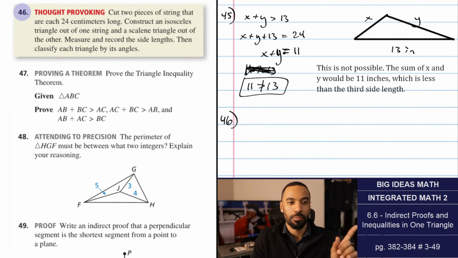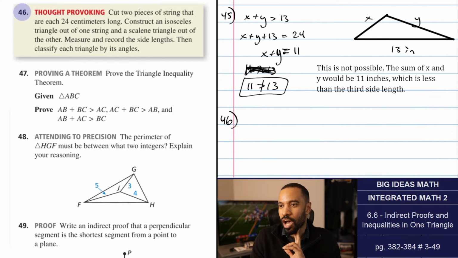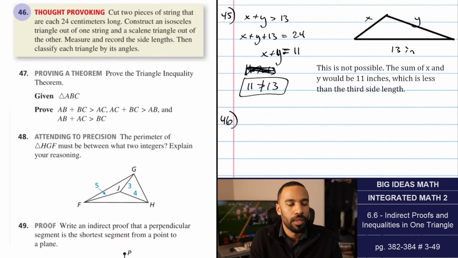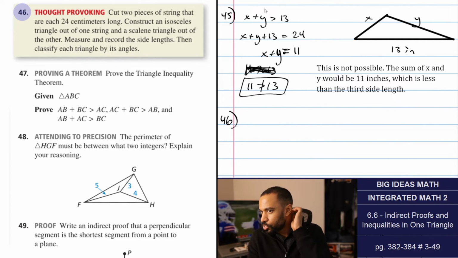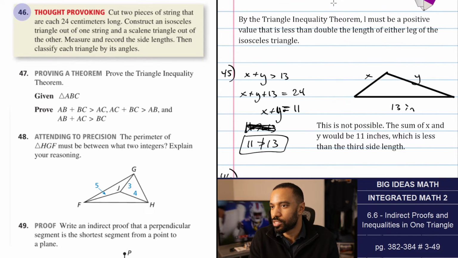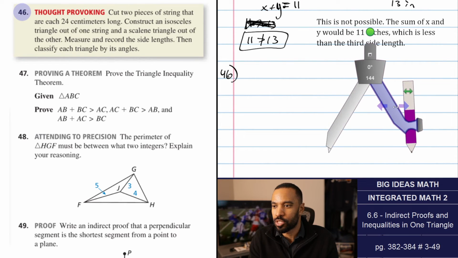Cut 2 pieces of string. I'm probably not going to do that. Construct 2 pieces of string that are each 24 centimeters long. Construct an isosceles triangle out of one string and a scalene triangle out of the other. Measure and record the side lengths. Classify each triangle by its angles. I'm not going to do that, but what I will do is pretend and do a compass construction. This isn't quite what the problem says to do. What I'm going to do is a compass construction.